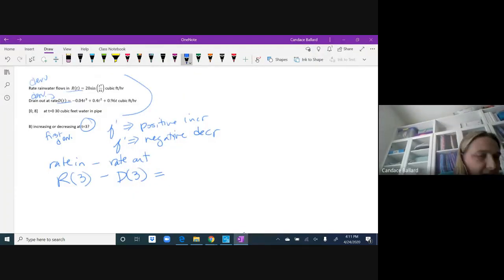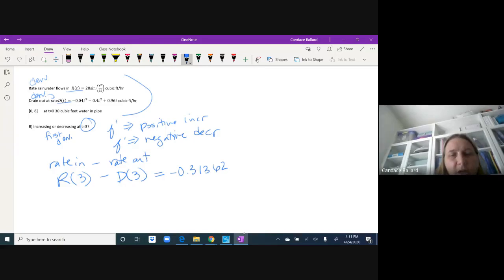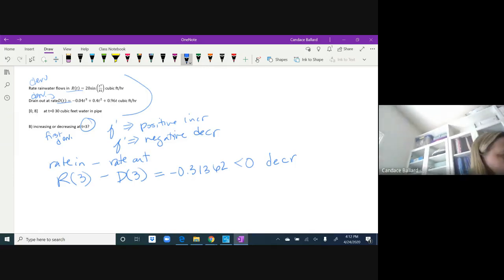So it was negative 0.31362 whatever. We know that that is a negative number. It's less than 0. So if it's less than 0, that means that it had to be decreasing in the pipe. Okay, but it said that I had to give a reason for my answer. That is not giving a reason for your answer. Okay, so I have to figure that out a little bit.